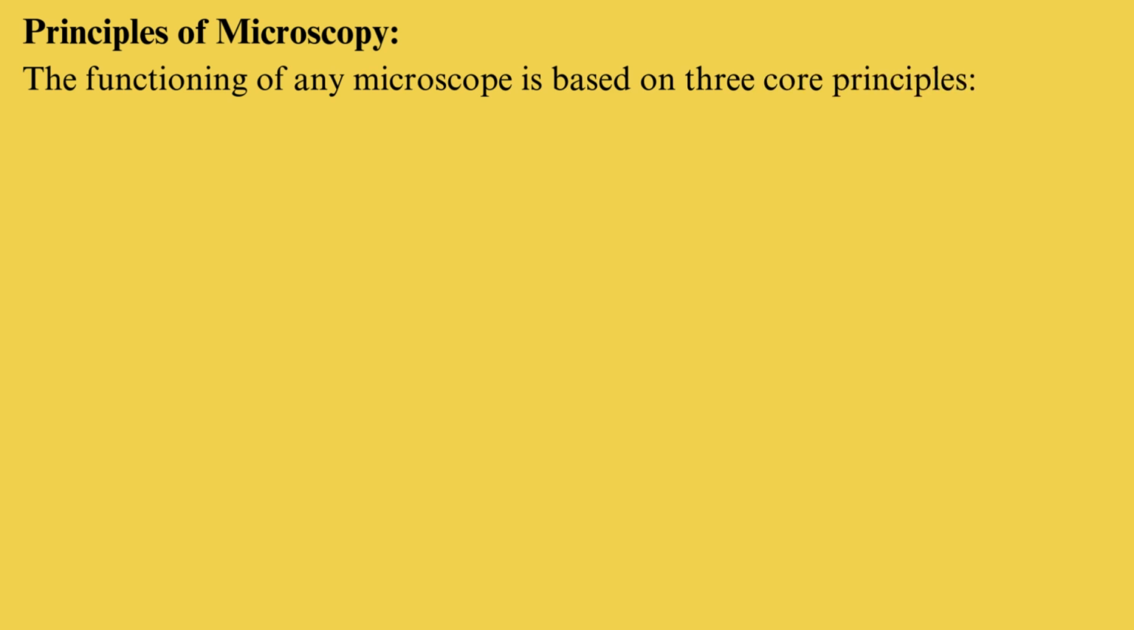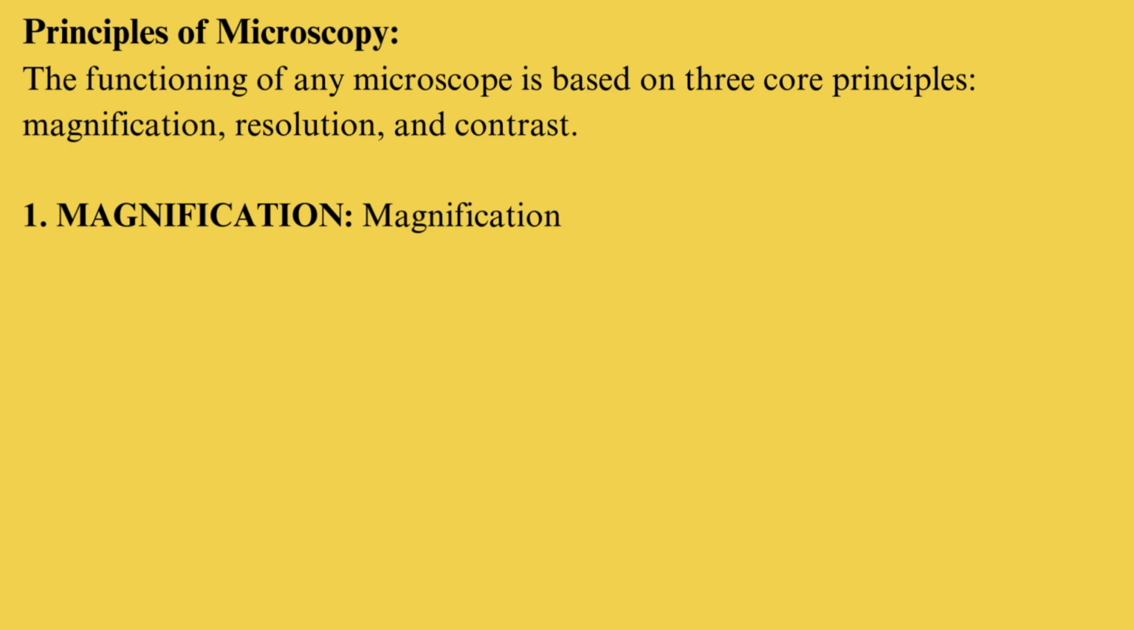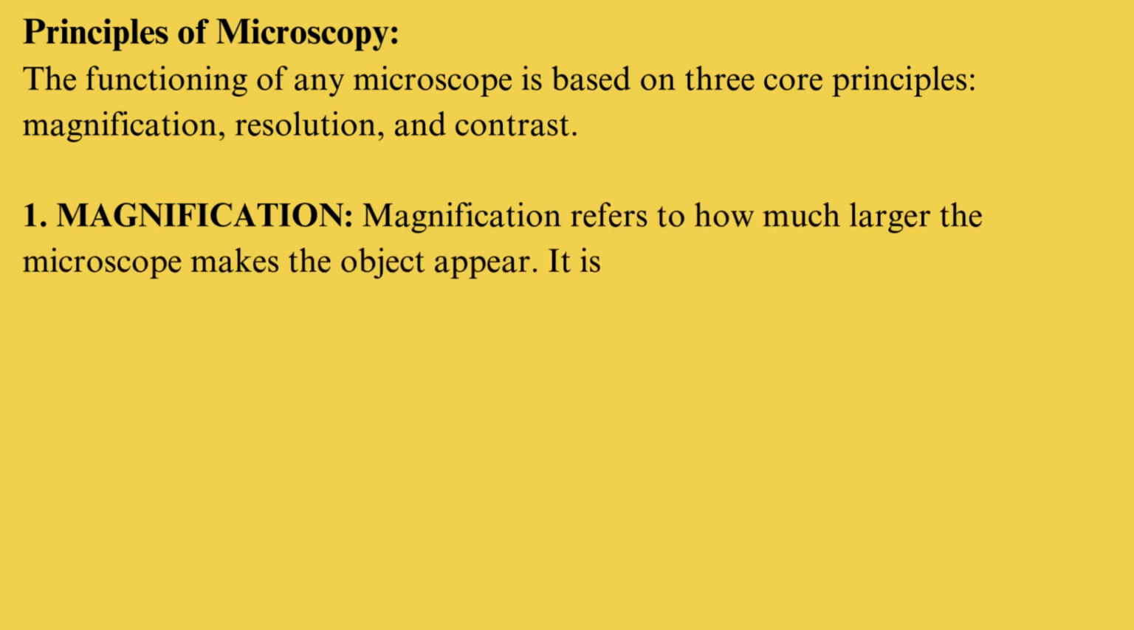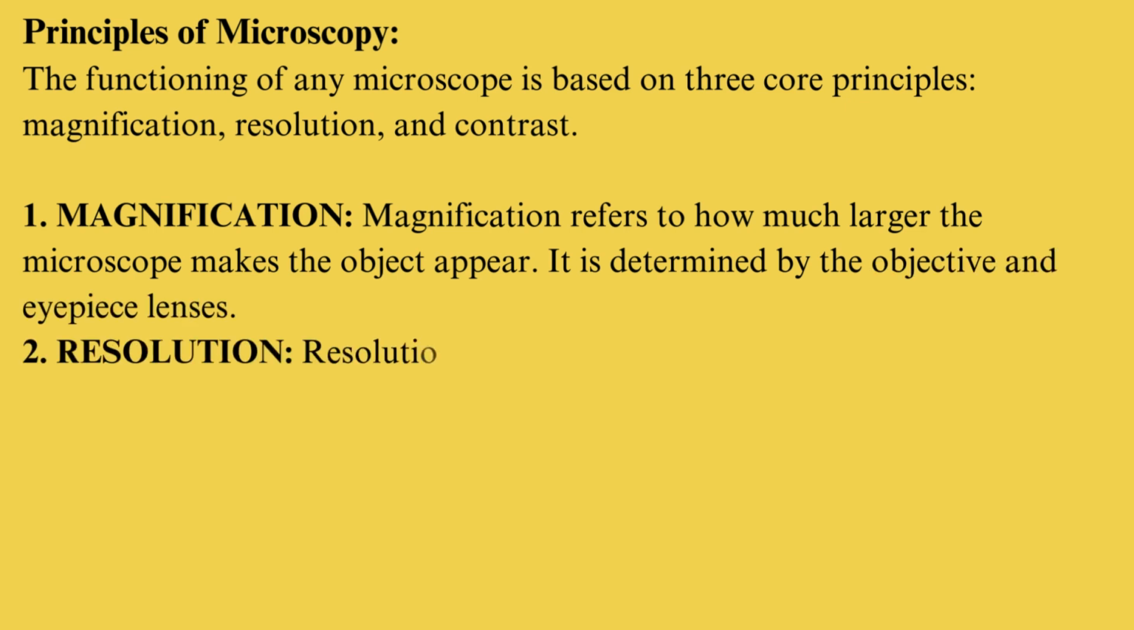Principles of microscopy. The functioning of any microscope is based on three core principles: magnification, resolution, and contrast. Magnification. Magnification refers to how much larger the microscope makes the object appear. It is determined by the objective and eyepiece lenses.